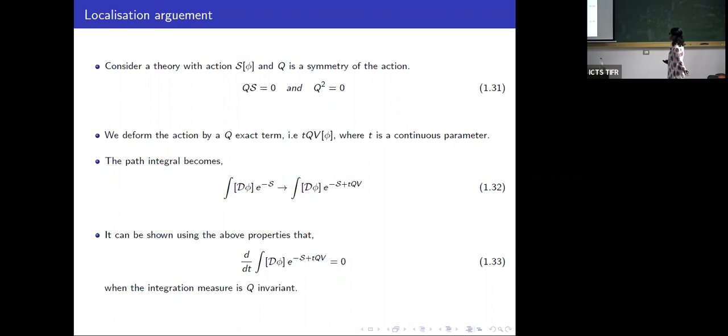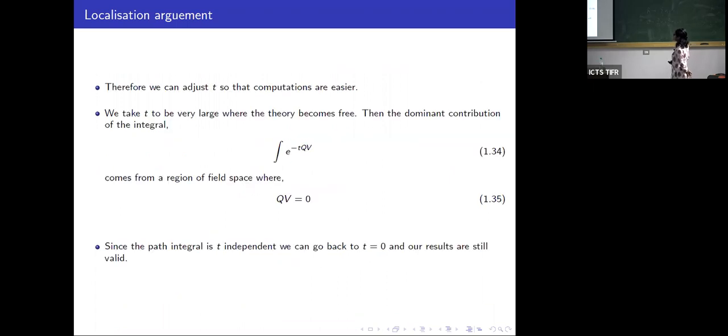And now we deform the action of the theory by a Q exact term. A Q exact term is a term which can be written in this form: t, which is some parameter, times Q V of phi. Now, if you deform the action of the theory by a Q exact term, then the path integral will also be deformed as shown in equation 1.32. But one can show using these two properties that the path integral is independent of the parameter t. So it is invariant under this deformation.